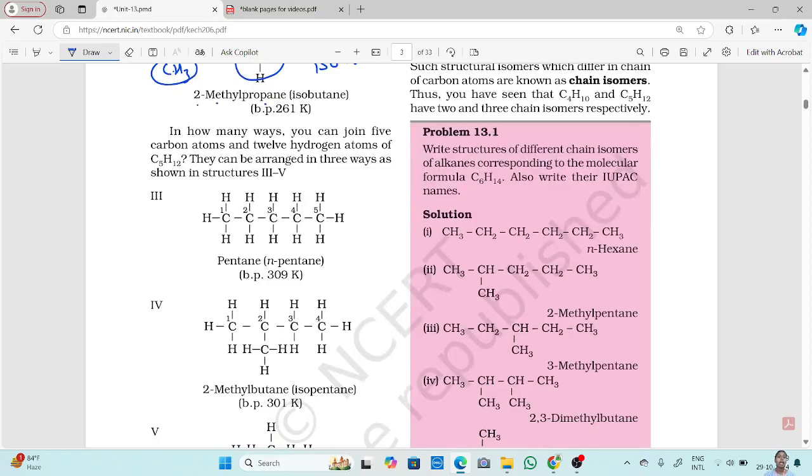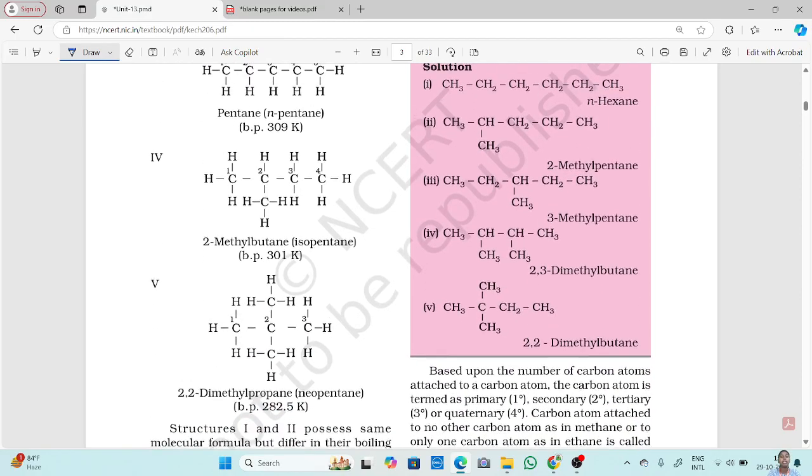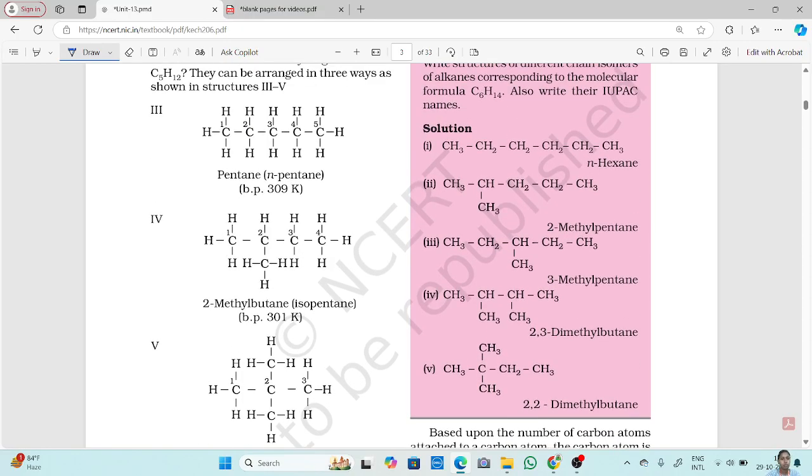Now in how many ways can you join 5 carbon atoms and 12 hydrogen atoms of C5H12? You can show them in 3 structural formats. First is the simple straight chain format. This is pentane or n-pentane, where you join all the carbons in a straight chain. Next is your branched chain format: CH3, CH, CH2, CH3, and on this carbon you have a CH3 group. Again 1, 2, 3, 4, 5 carbons are involved, so this is C5H12. But while naming, it will become 2-methyl butane.